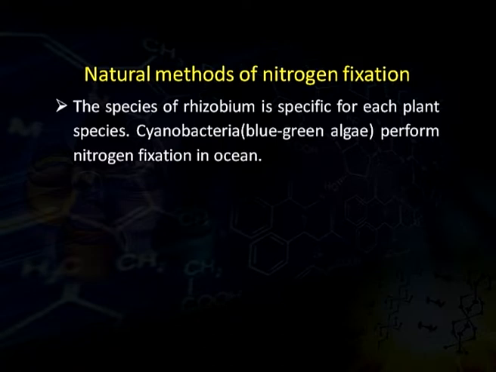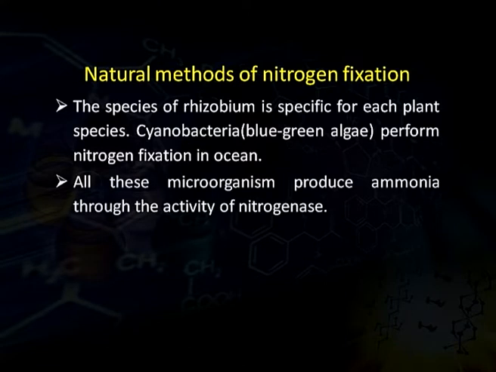That means every plant will have a different species of rhizobium present in its root, which will fix nitrogen for it. Cyanobacteria, which are also called blue green algae, perform nitrogen fixation in oceans. All these microorganisms produce ammonia through the activity of nitrogenase. Nitrogenase is basically the enzyme which converts the free nitrogen into ammonia or nitrates, and it is present in the microorganism.